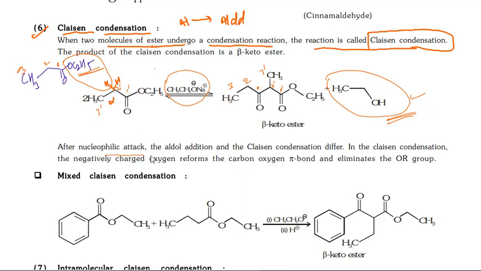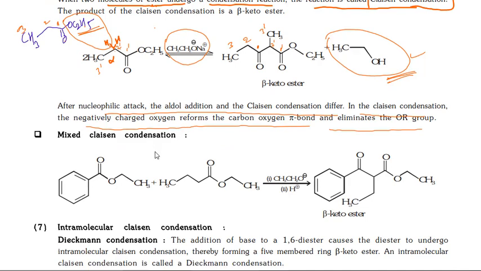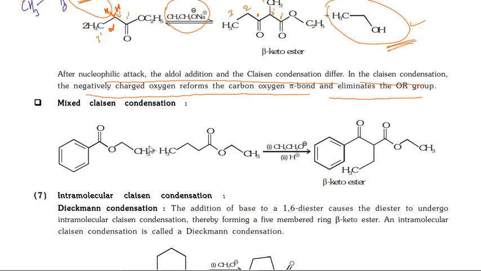After nucleophilic attack, the aldol condensation and the Claisen condensation differ. In the Claisen condensation, the negatively charged oxygen reforms the carbon-oxygen pi bond and eliminates the OR group. That is the only difference. Same like crossed aldol, here also there is crossed Claisen condensation or mixed Claisen condensation. Here two different esters are present.